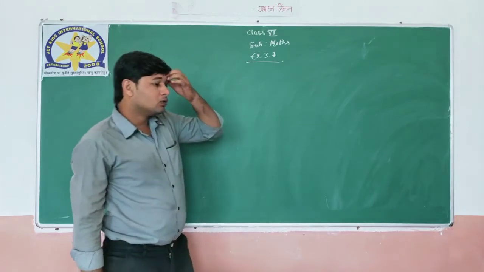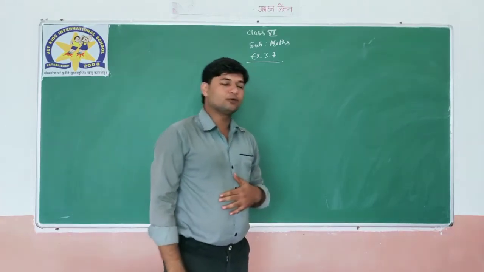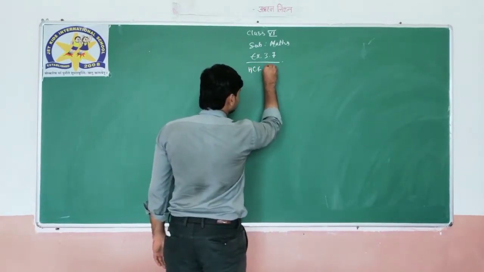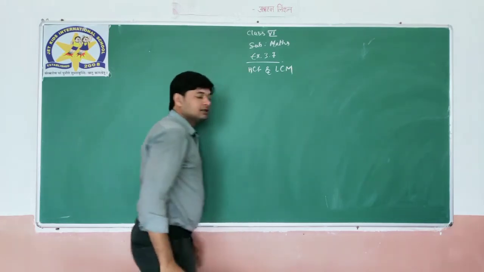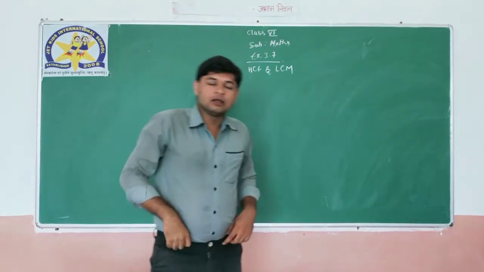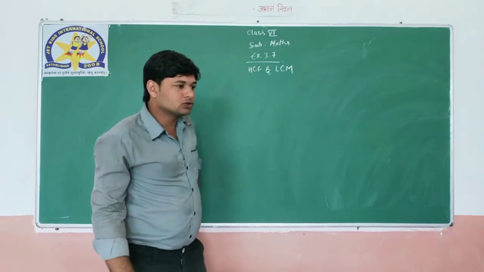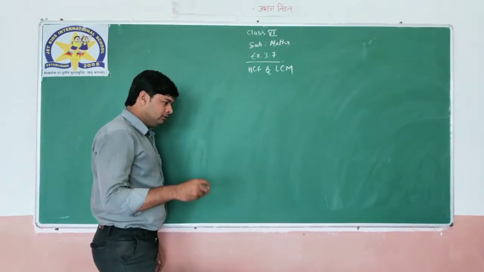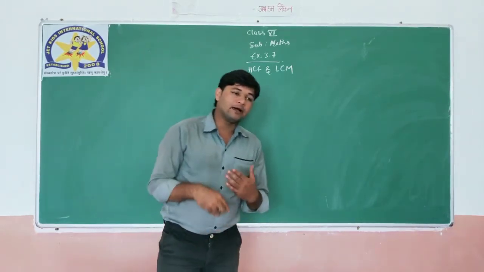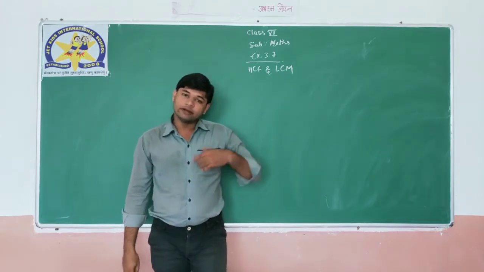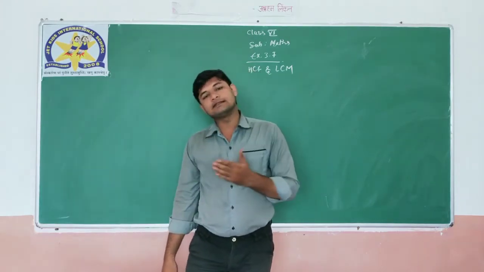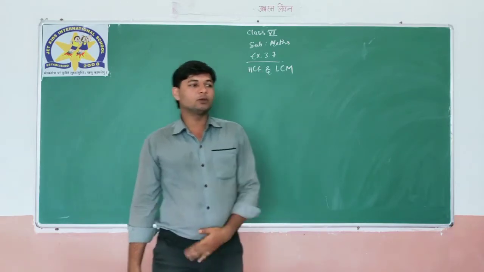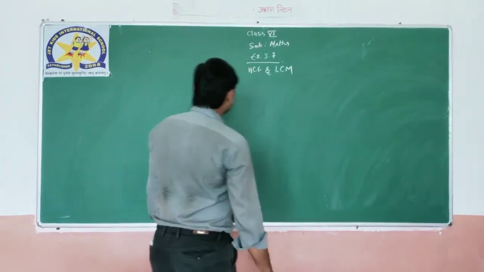So, the most important thing before starting our exercise 3.7, the word problems based on HCF and LCM. These are the most important and, I can say, most complicated things in this chapter. The main thing we have to find in a word problem is where to apply HCF and where to apply LCM. That is what we are going to learn today. Okay, let us start.